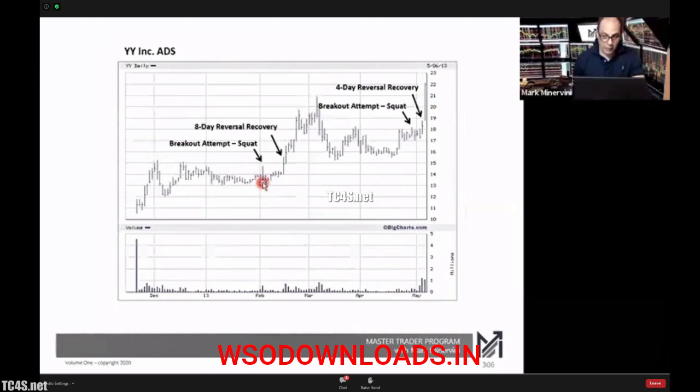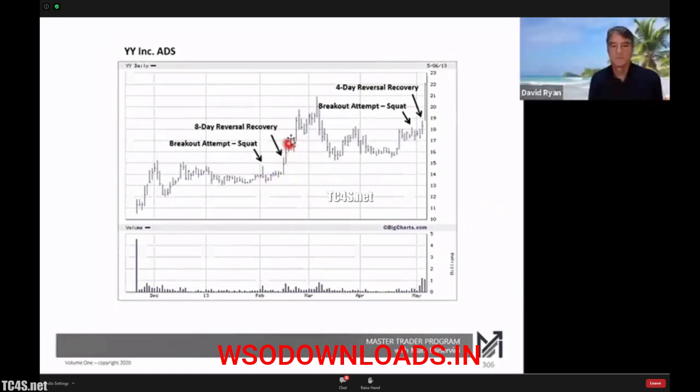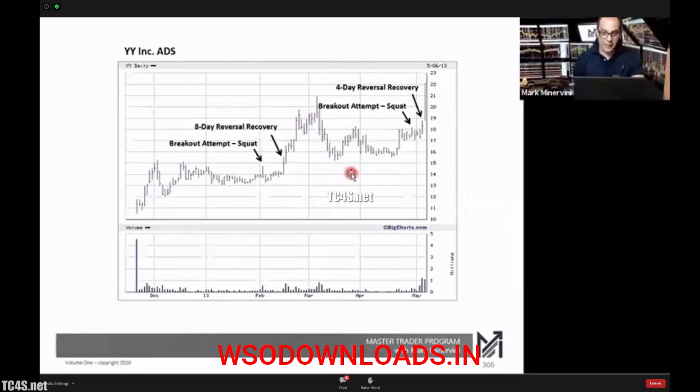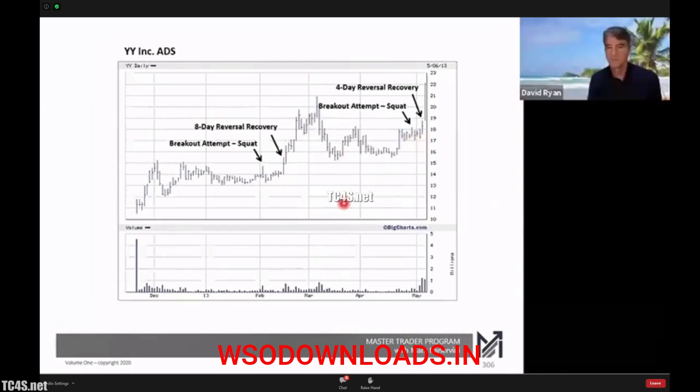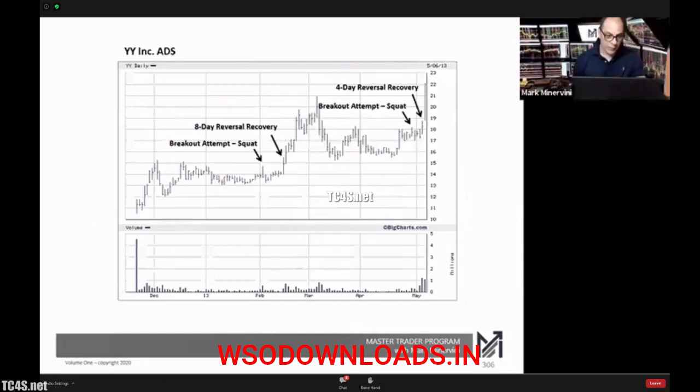So if you're in here and you're holding 8 days later, you get the reversal recovery, and look, a very nice move. And from there, 1, 2, 3, 4, 5, 6 out of 7 days up, and it makes a nice move. Now it sets up again here in another cheat area. See, it tries to come out right here, squats, then 1, 2, 3, 4 days later, moves and recovers. Show you a few other examples here.